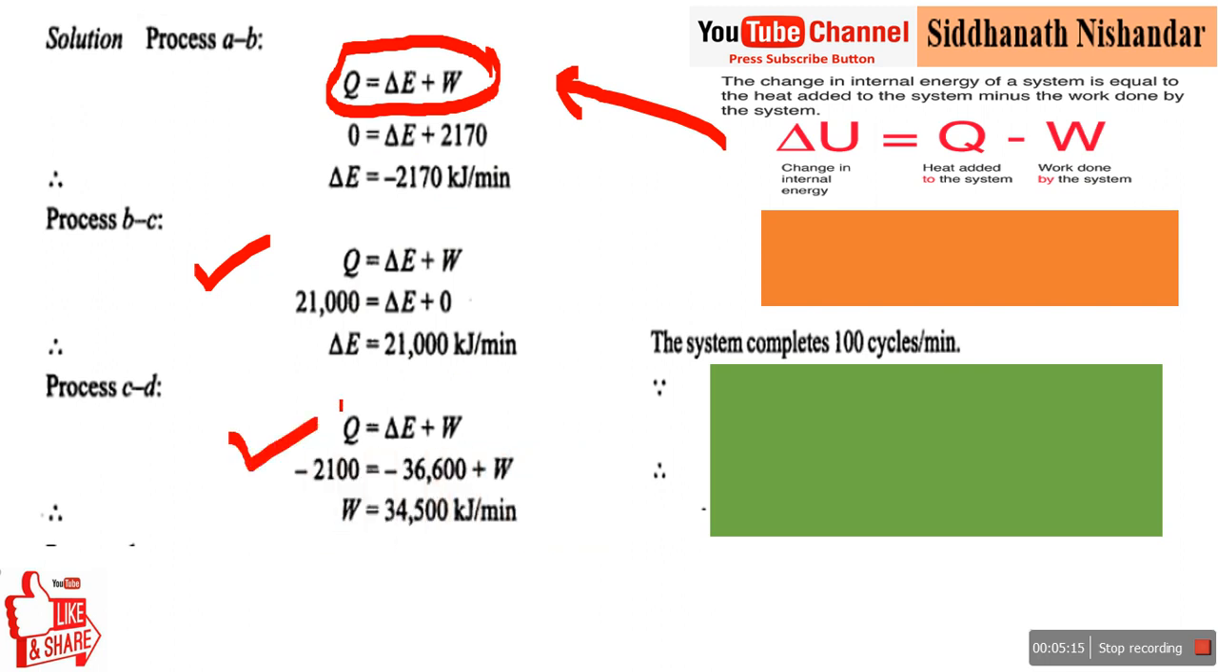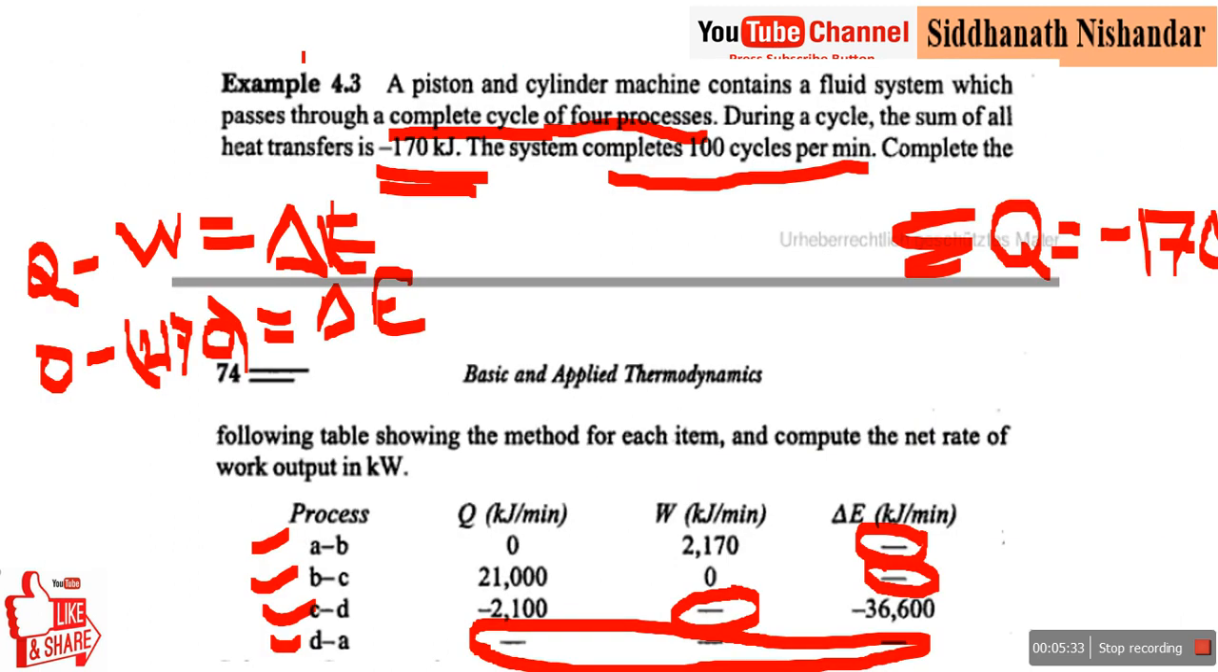Before solving this numerical from the previous slide, we first draw this table and move further. Now if we see A to B, B to C and C to D, we can easily find out by using this simple fundamental formula. But in D to A, all three values are unknown. In the previous rows, A to B, B to C, C to D, there is only one value unknown, so we can easily find it. But now for D to A, all three values are unknown.